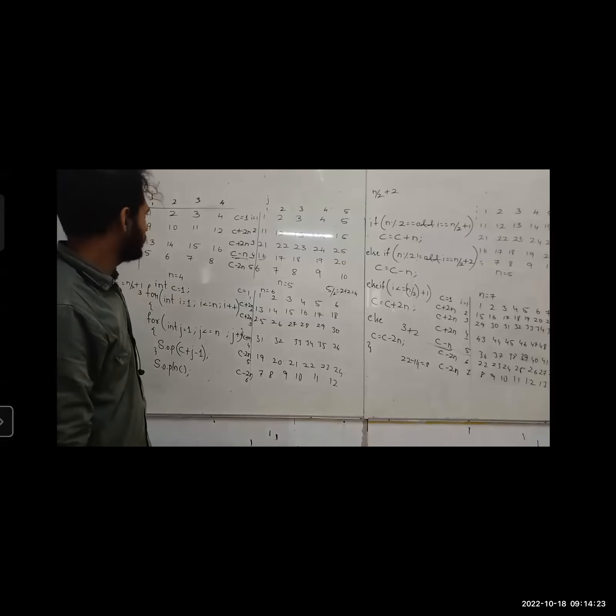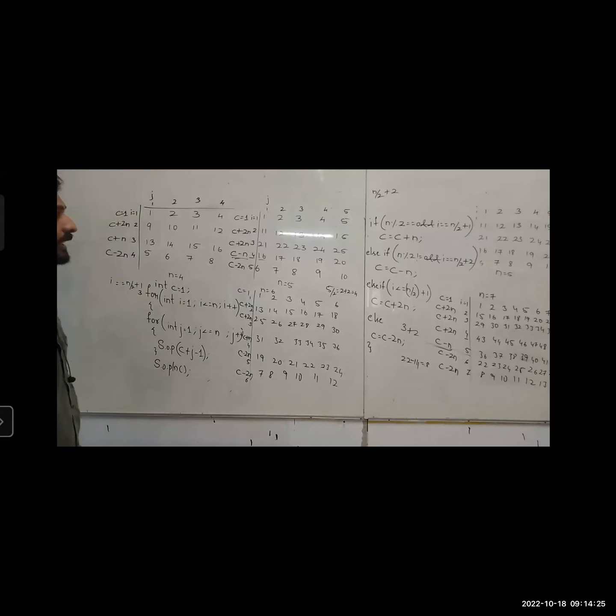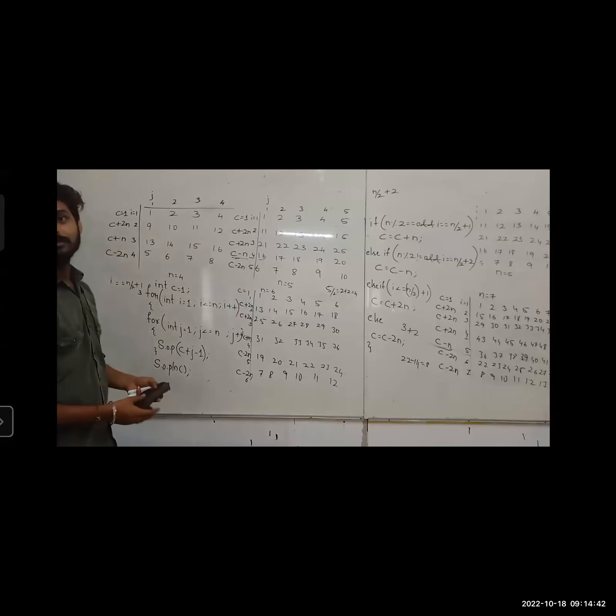I just have one doubt: whether n by 2 plus 1 will work? C plus 2n, right? I will check it anyways. It will work for everything by default. Here you can see 4 is working, 6 is working, 8 if it works. It works for everything, every even number. No, odd numbers also.